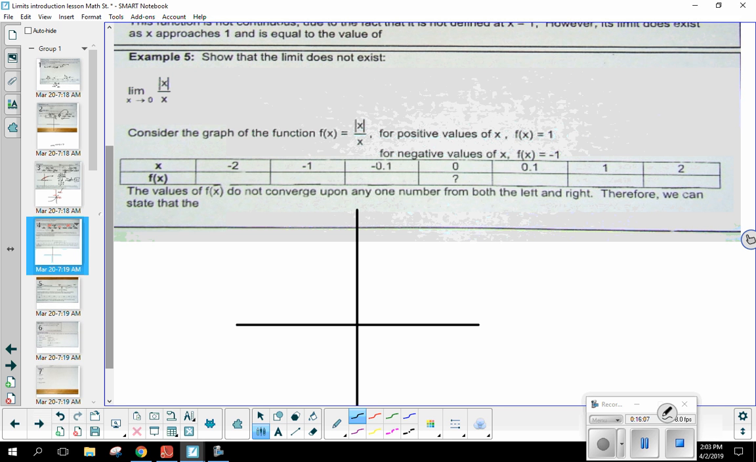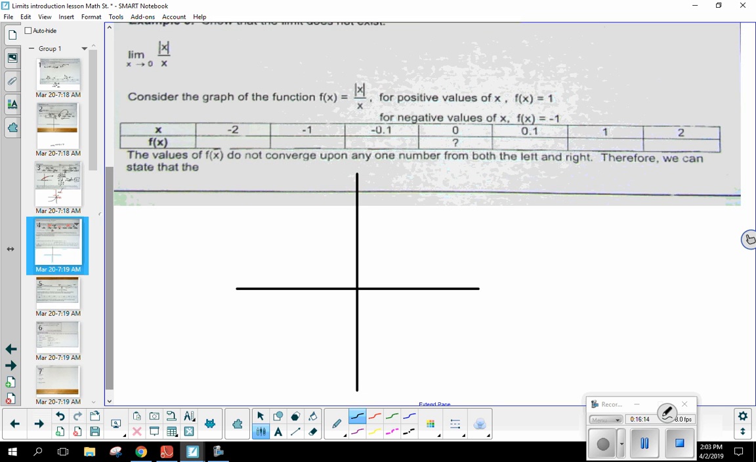In fact, where's the only value of x that we're going to have a problem? Only at 0, because you can't divide by 0. So let's say this is positive 1, this is negative 1. That's what the graph of the function is going to look like.